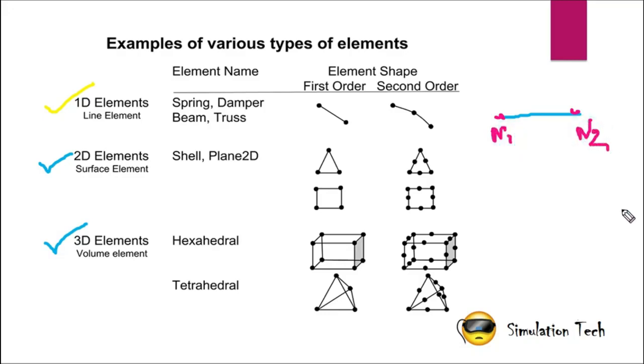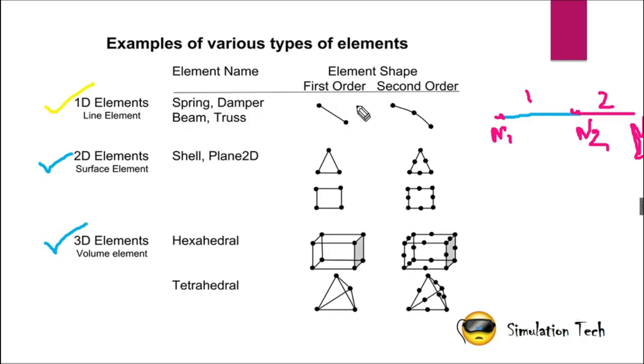In the previous session we solved one problem in the numerical method, and that is also a one-dimensional problem. We had two line elements in that particular problem, with nodes n1, n2, n3, so this is element number 1 and this is element number 2. So this is a first order element.